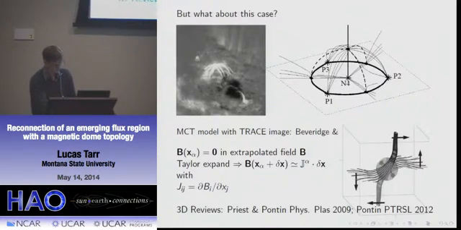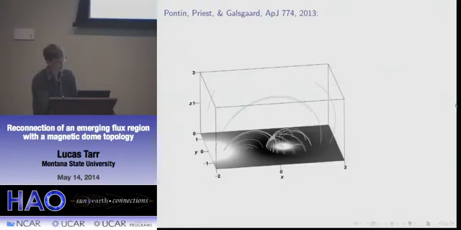Some recent 3D MHD simulations have shown something like this. This is from a paper by Pontin, Priest, and Galsgaard in 2013, and they have again this situation. The black here is negative polarity, negative magnetic field pointing down. The white is field pointing up, so the field lines are going over in this direction. You have a parasitic polarity here and a null point right there, with again this magnetic dome topology. And that intersects the lower boundary here in a ring.